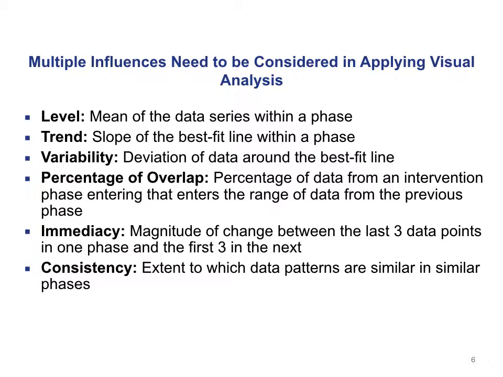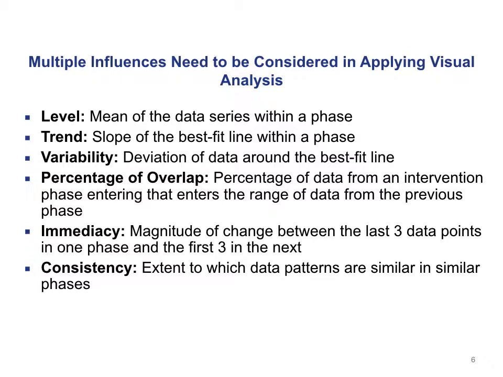So what do I mean by level? What I mean is that the mean of the data series changes, right? So the level, that means the score, that average is fluctuating, right? So if we're at a low steady baseline and we see a big jump up, we saw a large level change. Okay, trend. This is the slope of the lines, or the best fit line within a phase. So when we talk about trend, we talk about accelerating, decelerating. We talk about level trend.